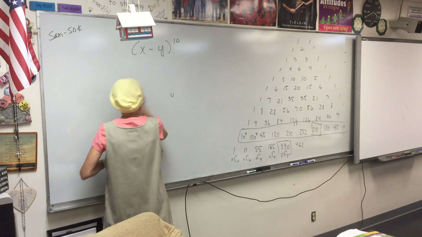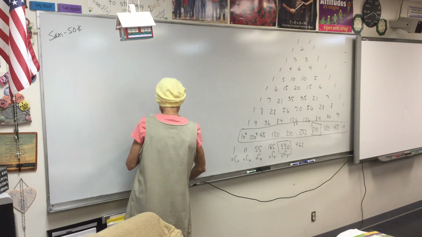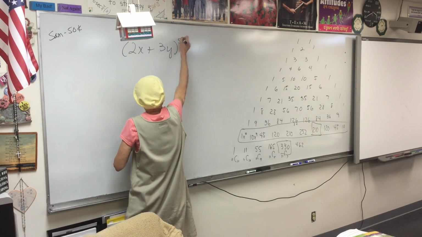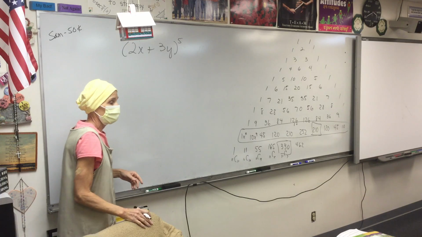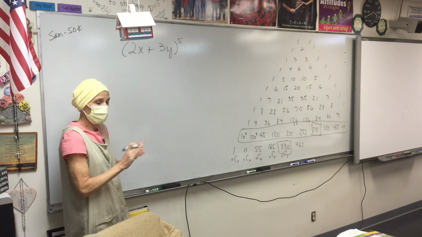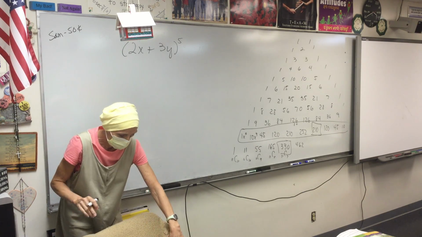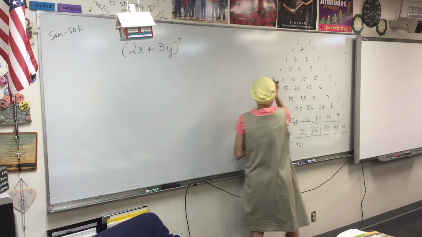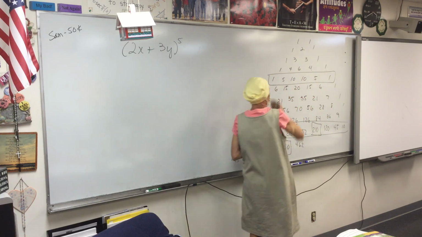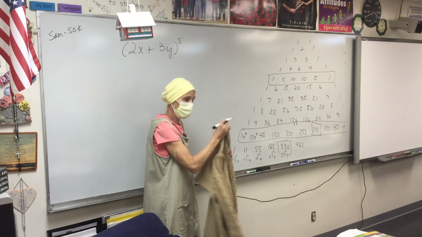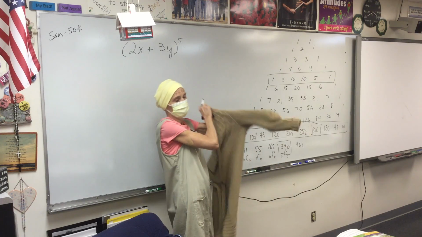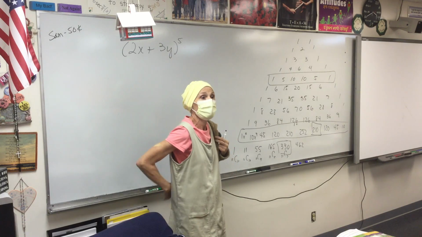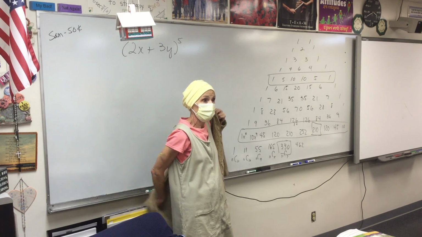One more. We want the third term of this expansion. Now, which row of the triangle will I look at? The 5th. So here's the 5th row. I'm looking at the 5th row. If I were doing the whole expansion, I'd write down the whole row. I don't want the whole row. I want only the third term.